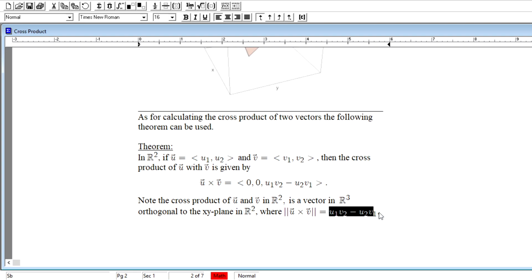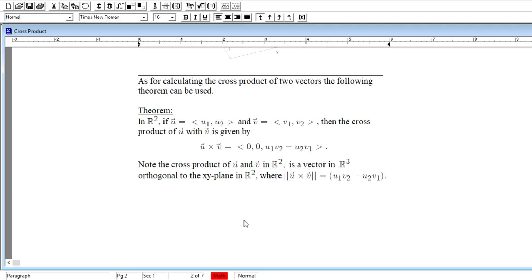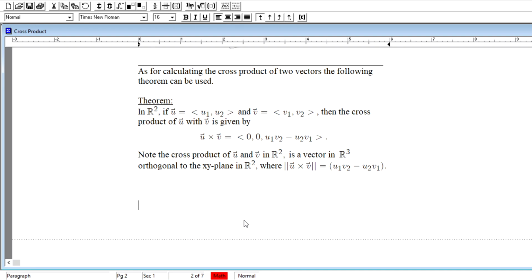That would be our magnitude for the cross product in this two-dimensional description, and that magnitude does correspond to the z component in the description of the cross product vector, right? In three-dimensional space, it does get a bit more complex, folks.